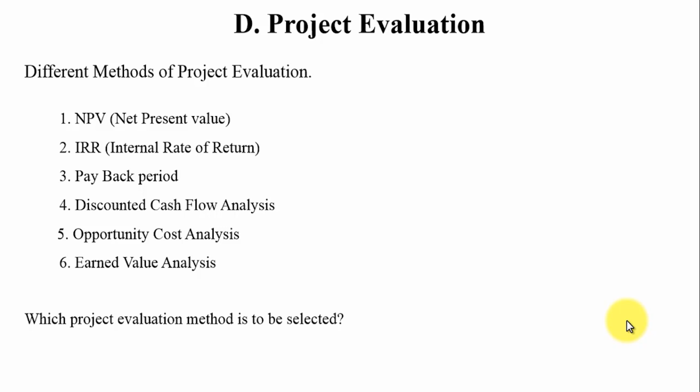Is it the fastest recovery of the cash? Is it generating a great return on the long-term basis, and so on? Need not worry. We'll go about each and every method in a detailed session in the next sessions.